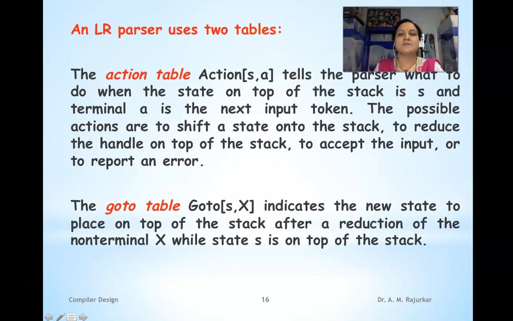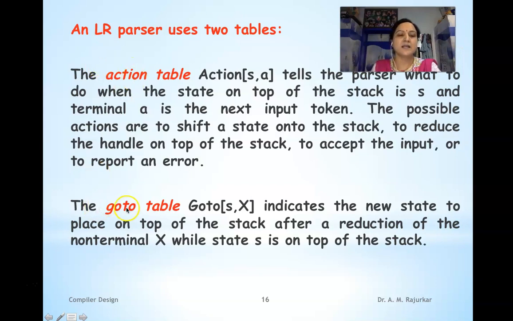This simple LR parser uses two tables. The first table is called the action table. The second table is called the goto table. In the action table, action[S, a], S stands for the states, which are the rows in the parsing table, and a stands for the terminals of the given grammar, which are the columns of the parsing table. So action[S, a] tells the parser what to do when the state on top of the stack is S, that is the state number, and terminal a, which is the next available input token in the input buffer.